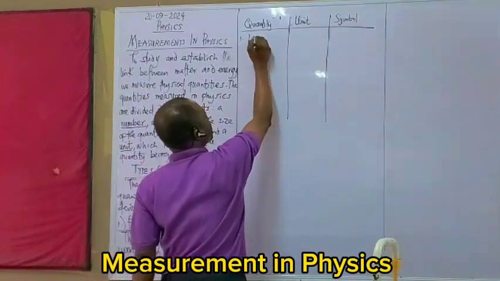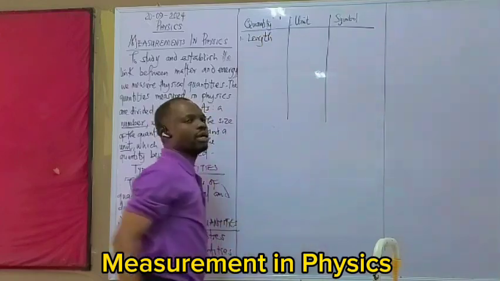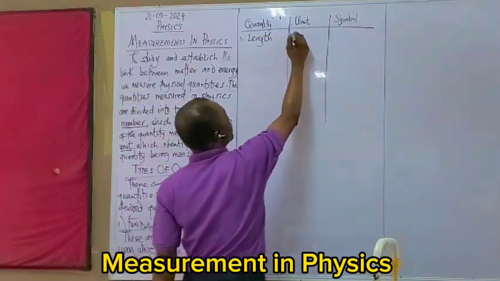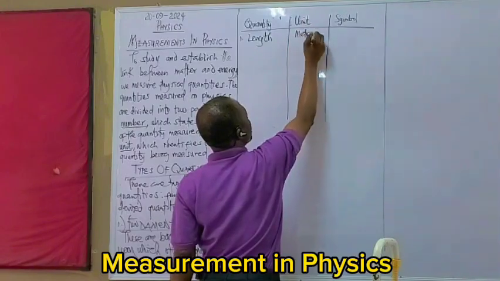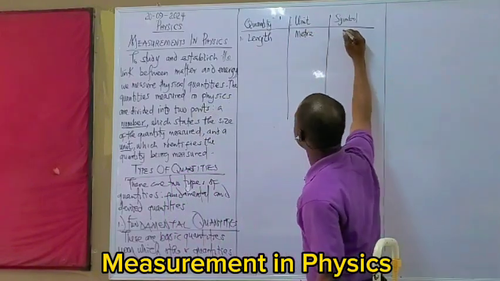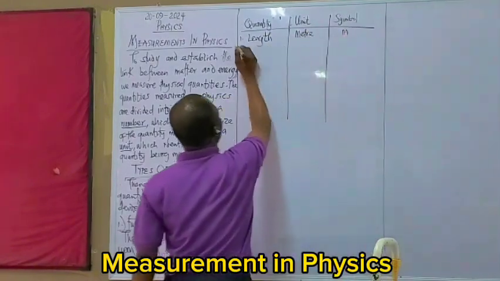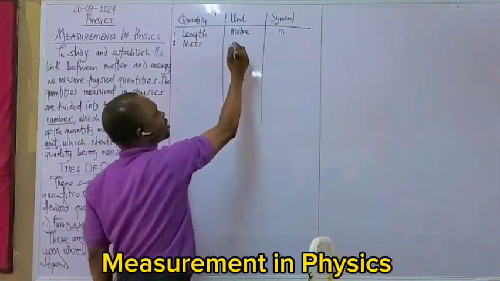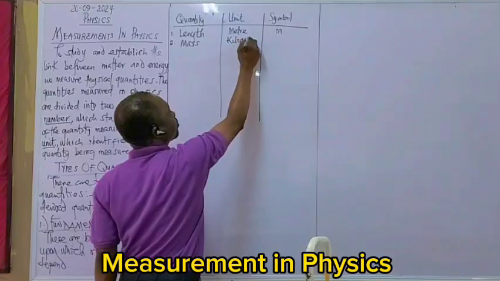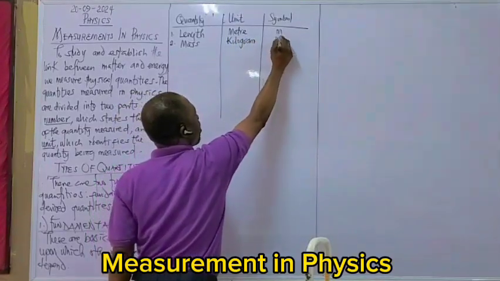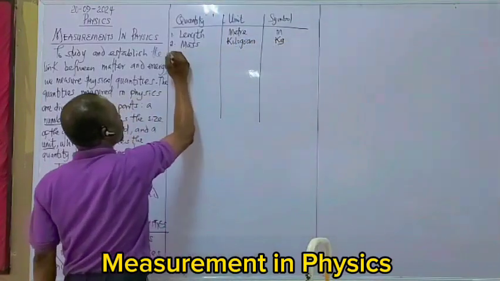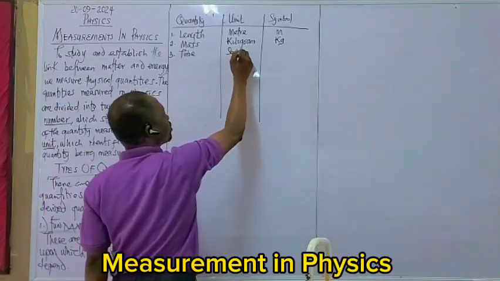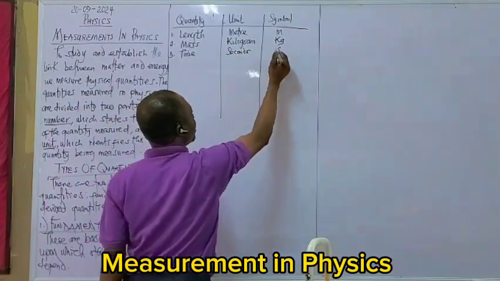Everybody say length. Length. What will be the unit of length? The standard unit of length is what? Meter. The symbol for meter is m. For mass, the unit is kilogram. The symbol is kg. For time, I think everybody should know that. Seconds. The unit is s.